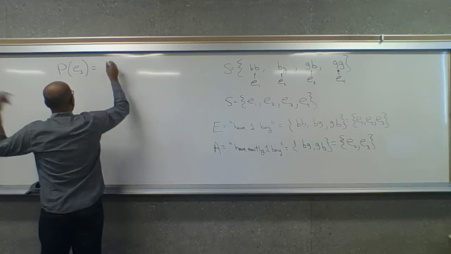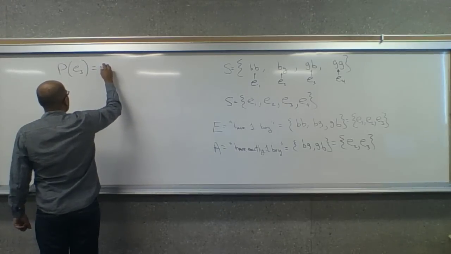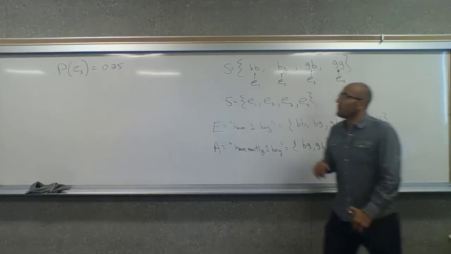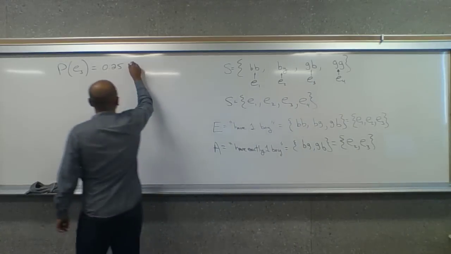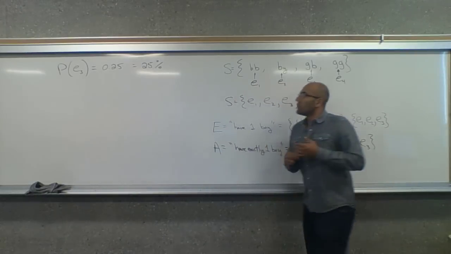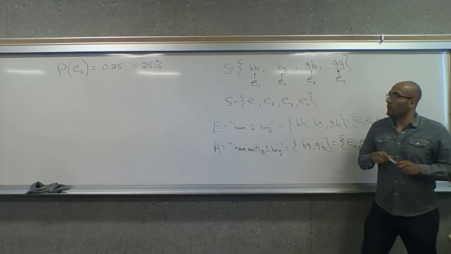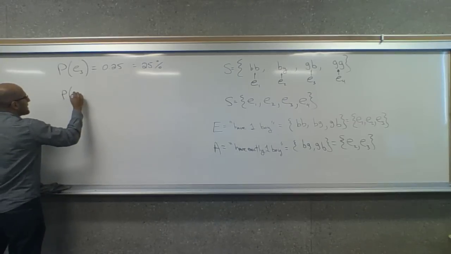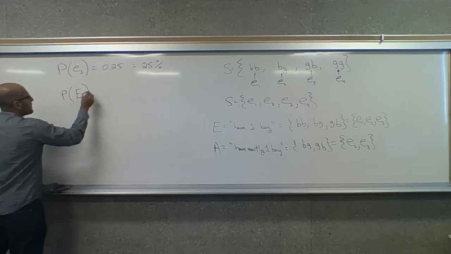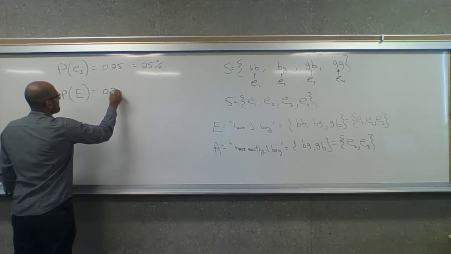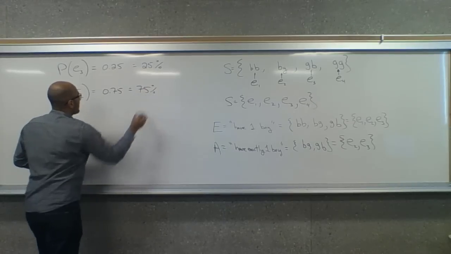So let's say that the probability of that happening is 0.25, or 25%. Okay, so that's the notation that we would use for it. On the other hand, if we had the probability of getting event capital E equal to 0.75, or 75%, then that's the notation we would get.